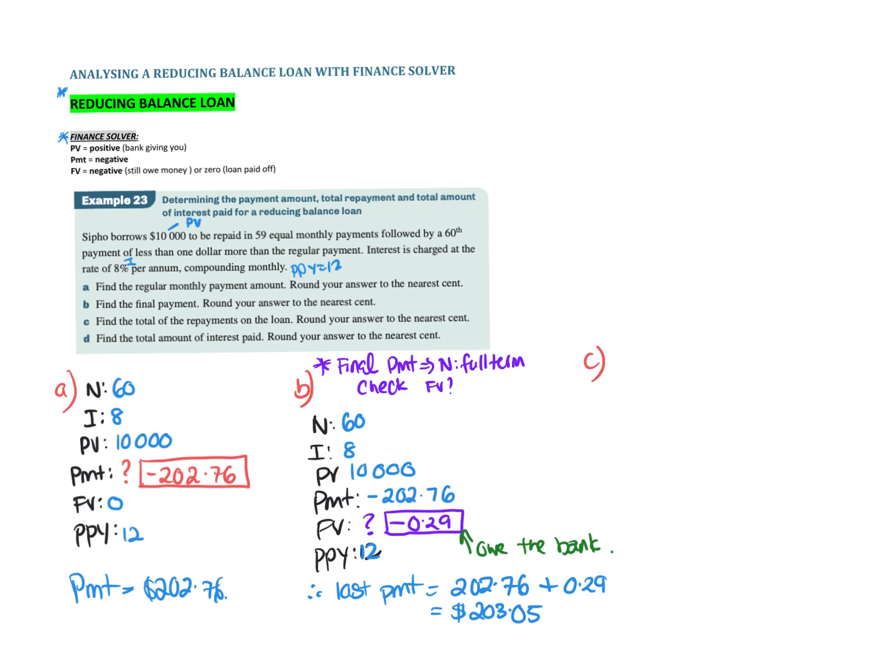So then question C, it says find the total of payments to the loan. So the total payments, well, he did 59 at the regular 202.76 plus that last one of 203.05. So if we do that, he total paid 12165.92. Oh, sorry, that's wrong. 0.89. Sorry.